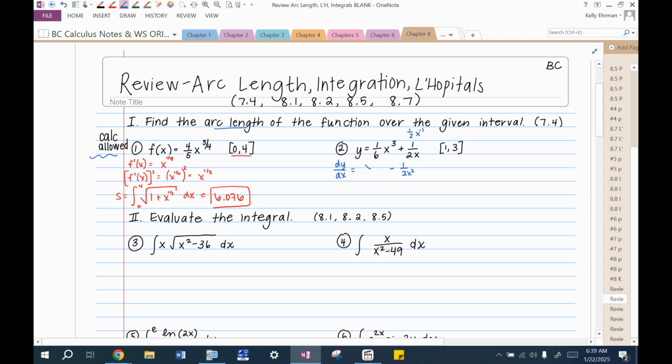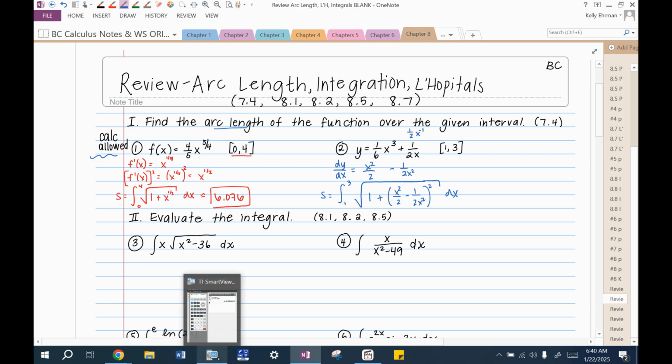So although if I'm using a calculator, I guess I really don't need to go through all of the work. If a calculator is allowed, then I could just get down to the integral from 1 to 3 of the square root of 1 plus this whole thing squared. I could just type all of that in and save myself some algebra. If I didn't have a calculator, I would need to get a common denominator so that I could more easily square this and then continue to work. But I'm just going to leave it like that.